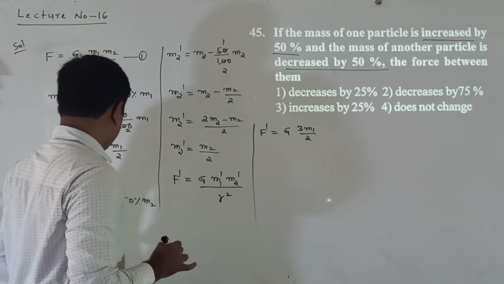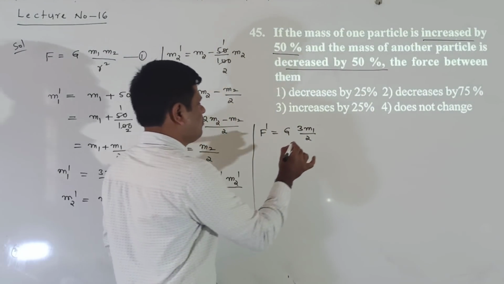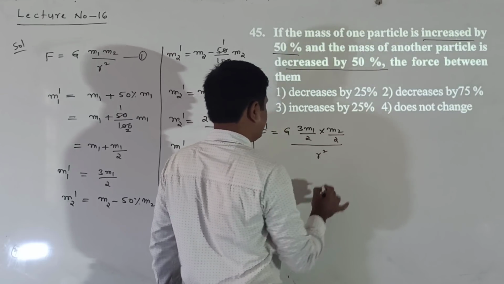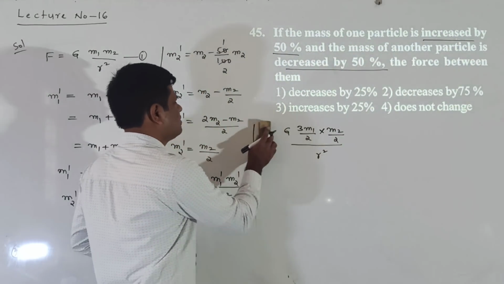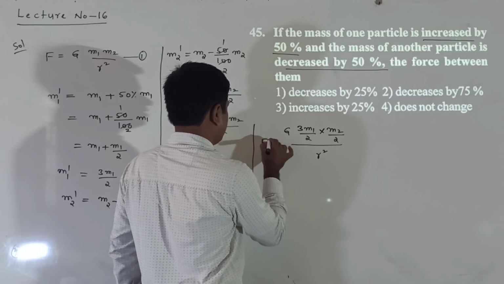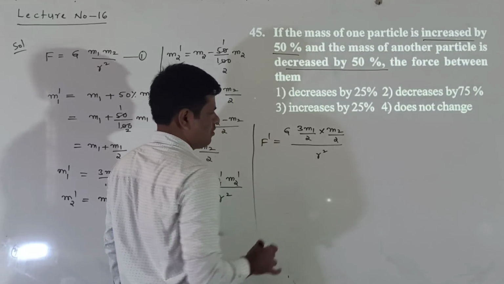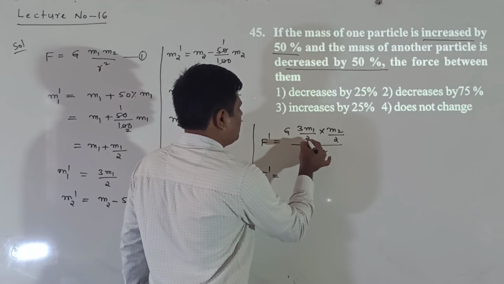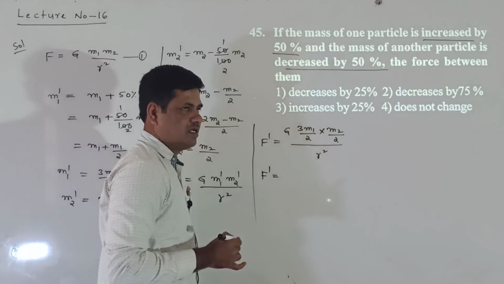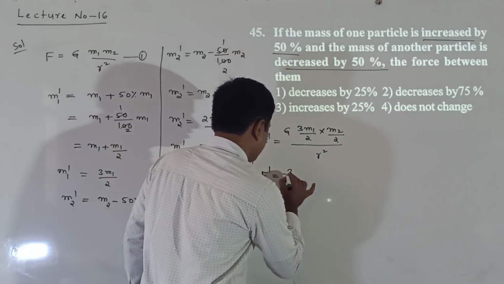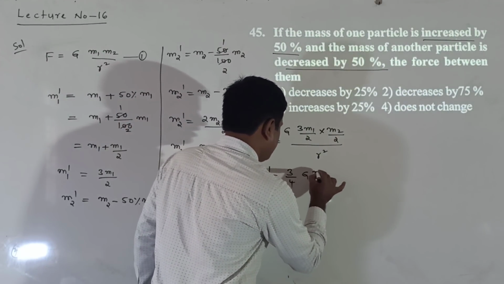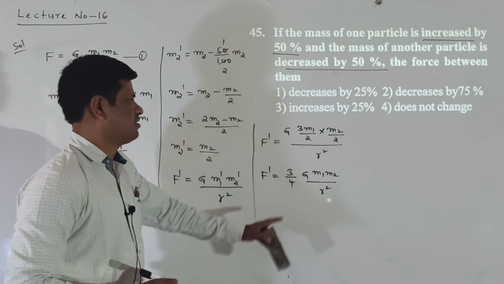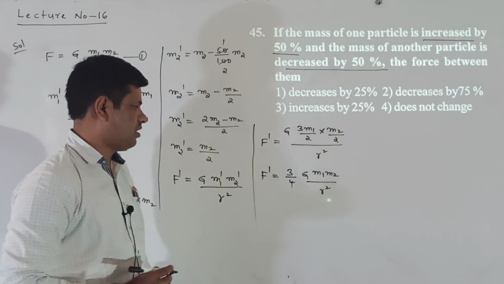Okay, clear? Here m2 dash is equal to m2 by 2, by r square distance. This is what we are getting as F dash. Now F dash is equal to 3 by 2 into 1 by 2. What is here? 3 by 4. That is taking outside. Remaining is G into m1 m2 by r square. Clear? 3 by 2 into 1 by 2 is equal to 3 by 4.